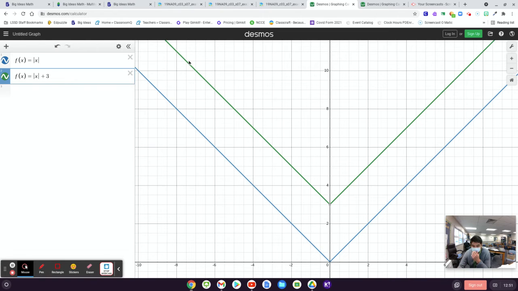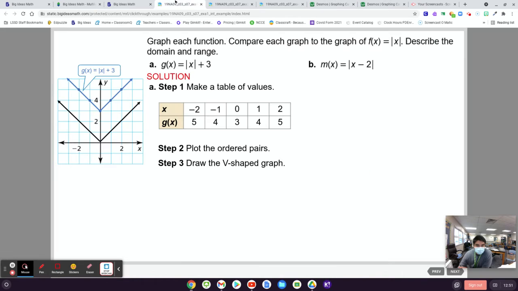And so this idea of applying transformations to our original function is going to be something that we're going to do a little bit later on. But for now, we're just going to plot points. So with this function, we're going to plot these points.